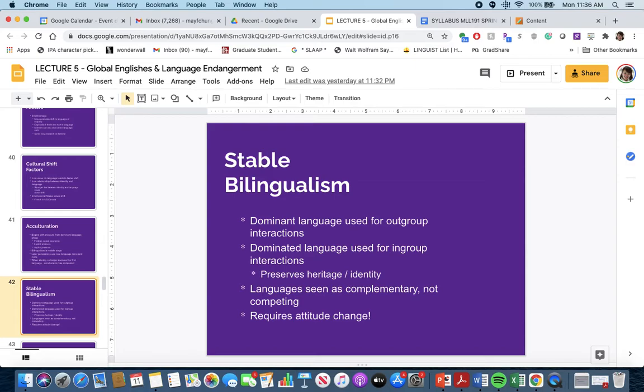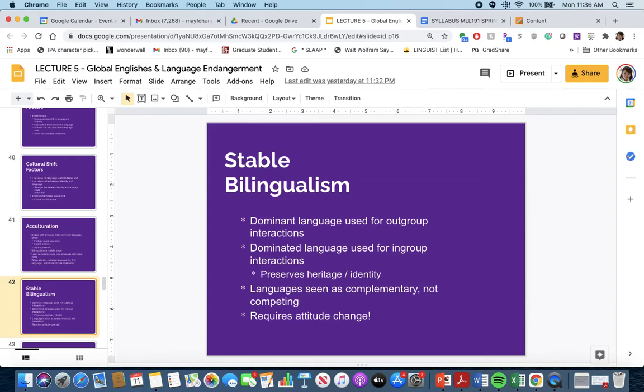So this is where a dominant language could be used for outgroup interactions. A dominated language can be used for in-group interactions and preserves their heritage and identity. So this could be where at home you speak Khmer, but in school you speak English, and this is a way for you to maintain bilingualism. So you're observing the practices of society while you're also preserving your heritage and your identity.